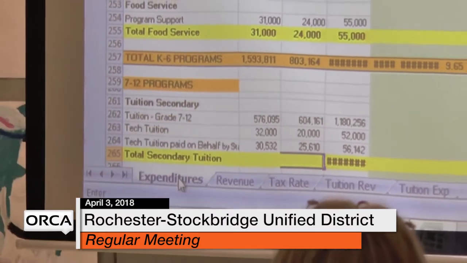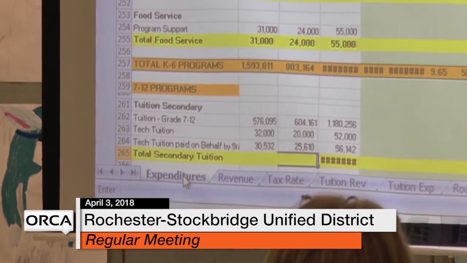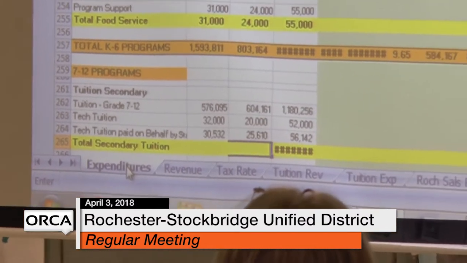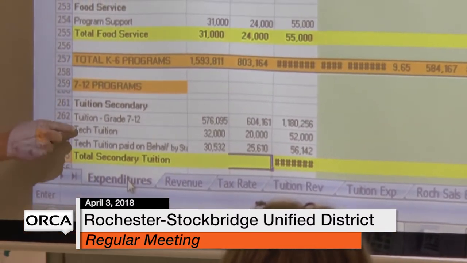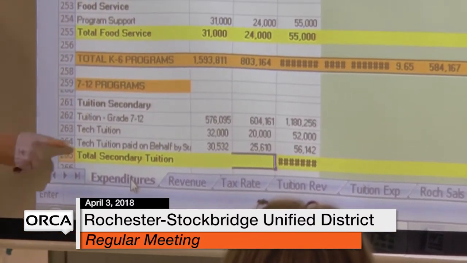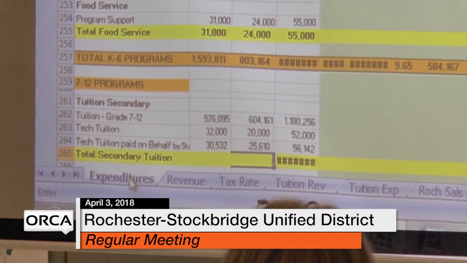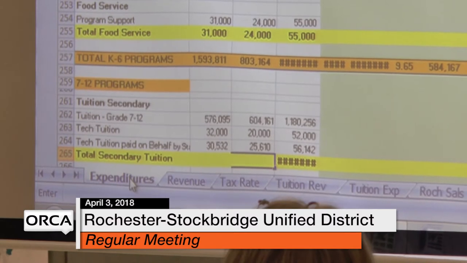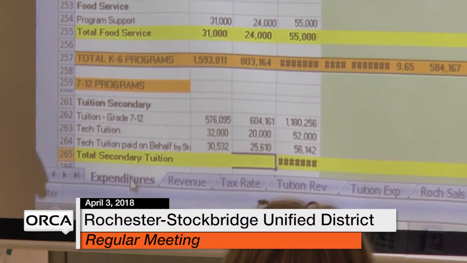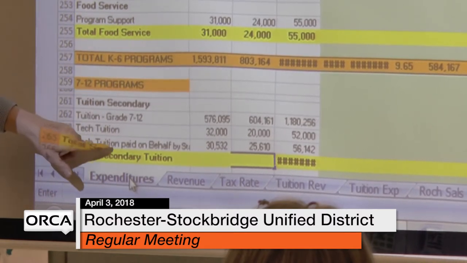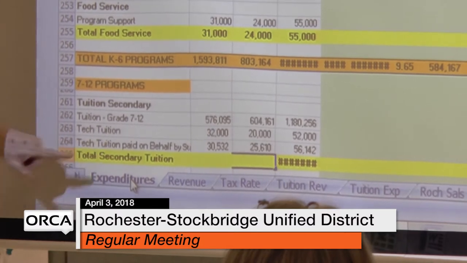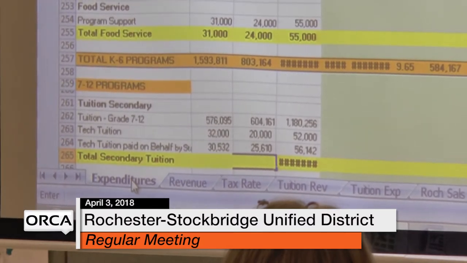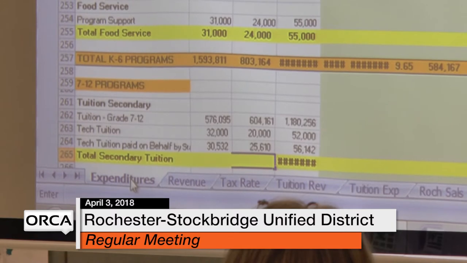That's the first line. The second line is technical center tuition. And there are two pieces to it. One is the part that we pay directly, and the other part is what's paid on our behalf by the state. We saw it on the revenue side that they take a portion of our education spending money out and send it straight off to the tech center. That's the same amount as this one here. So we never see that money, but we have to report it as a revenue and an expense of equal size.